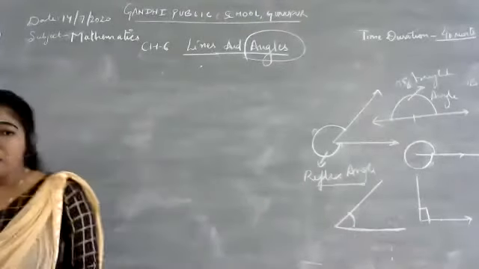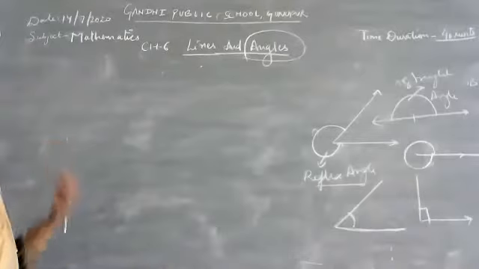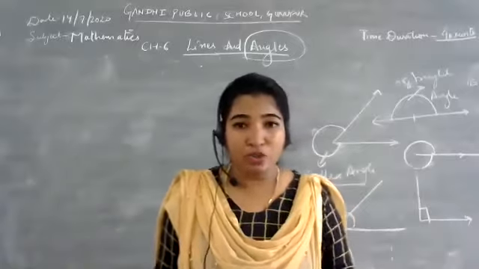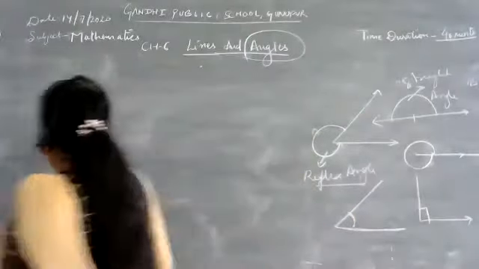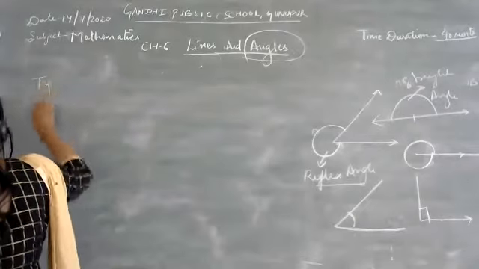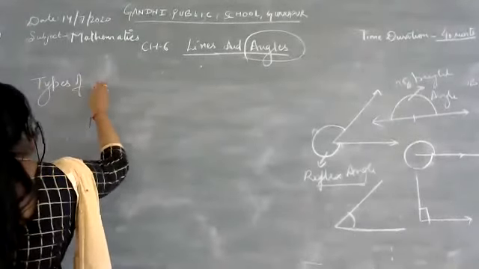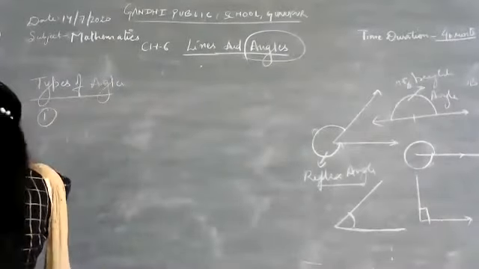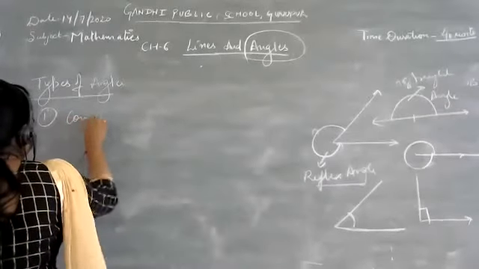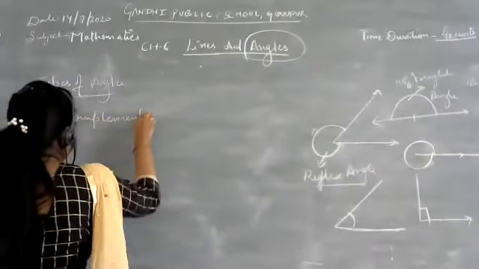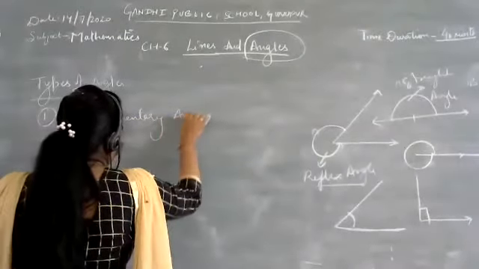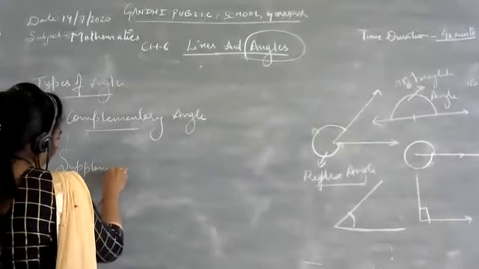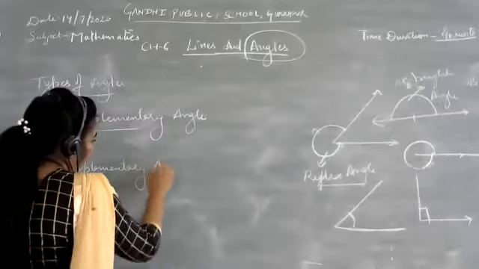So next, these are the types of angles based on degree. Now, some types of angles I'll discuss with the combination of angles that you have already heard about. The types of angles in another form I'm going to discuss here. That is complementary angles and supplementary angles.